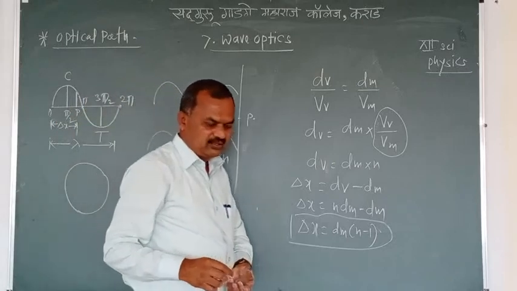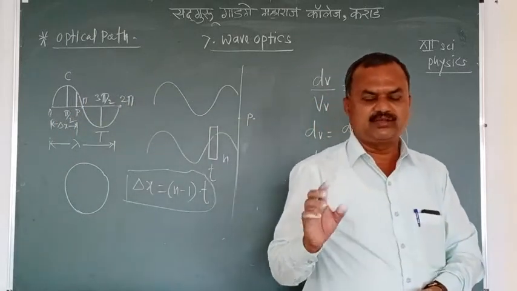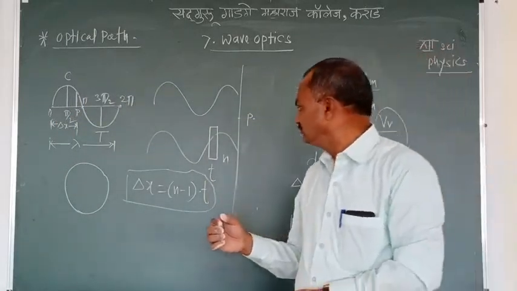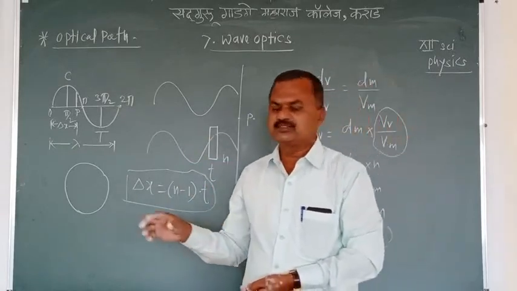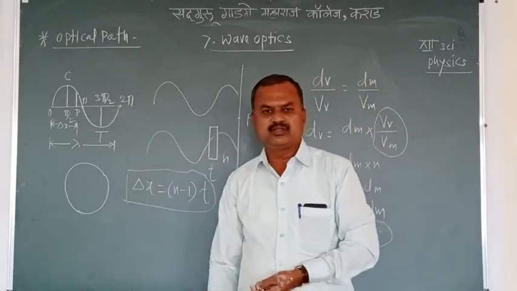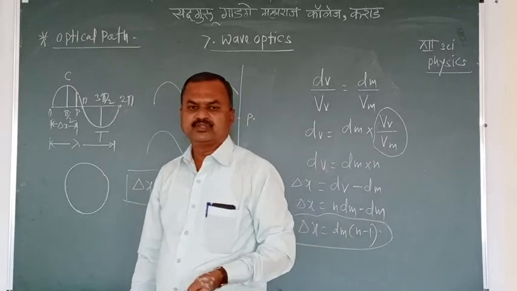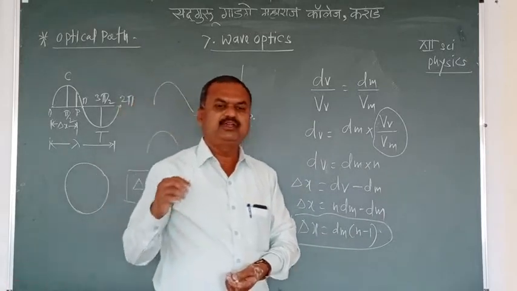When a glass plate of thickness t having refractive index n is placed in the path of a ray of light. This is about the optical path.